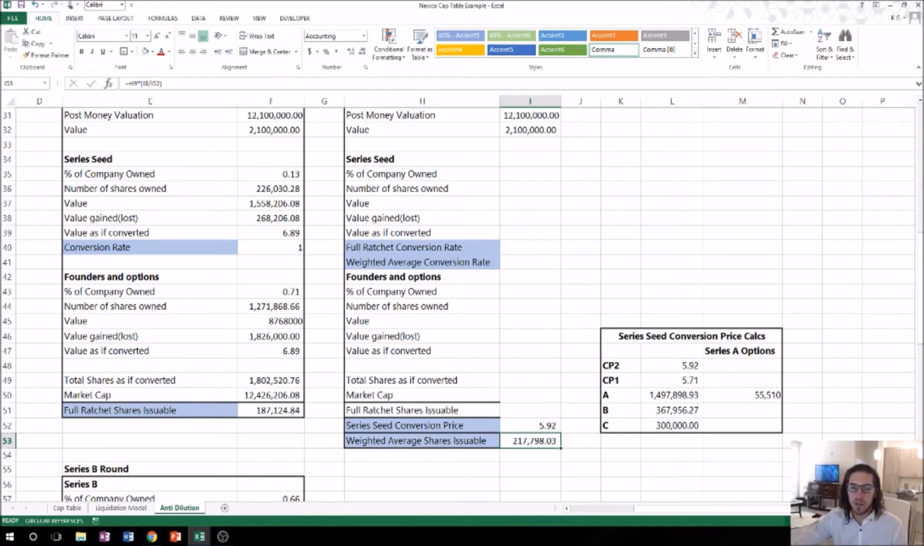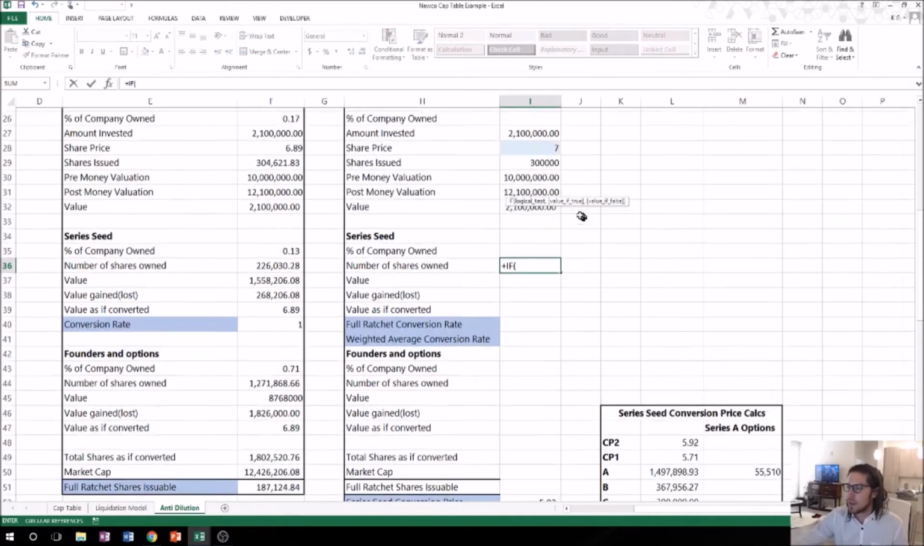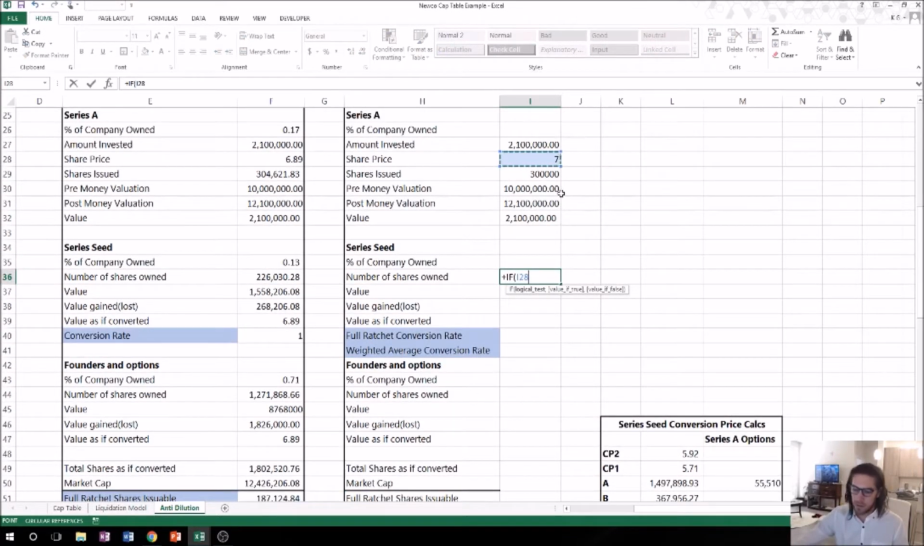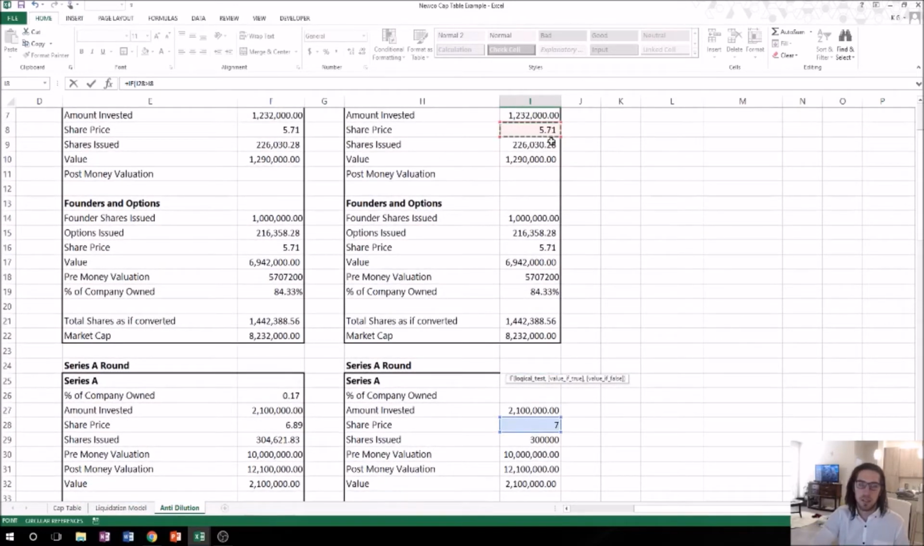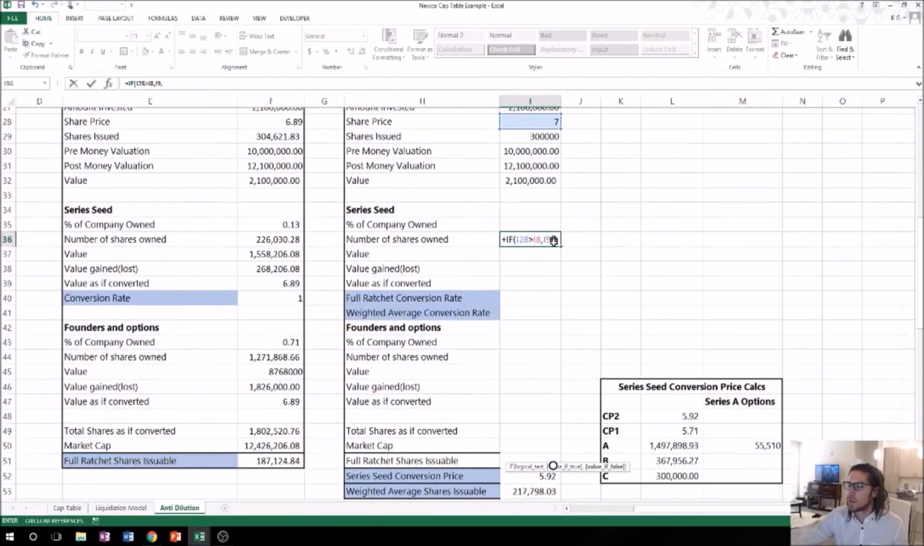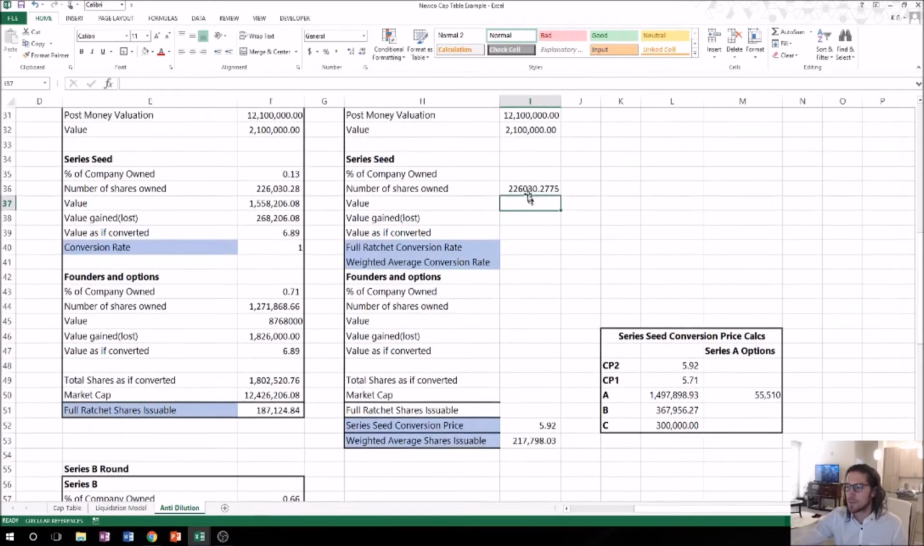The next thing we're going to do is go up here to number of shares owned by the Series Seed and do the exact same if statement that we did previously and say: if the share price here is greater than the share price at which the Series Seed shares were issued, then give us the actual amount of shares issued to the Series Seed. Otherwise, give us the weighted average shares issuable. It's that simple.